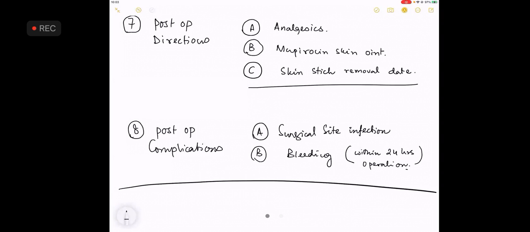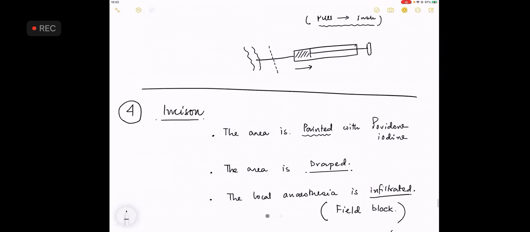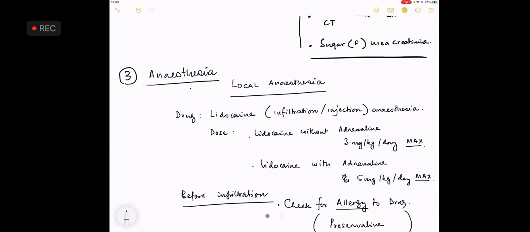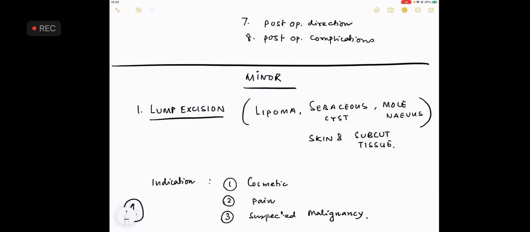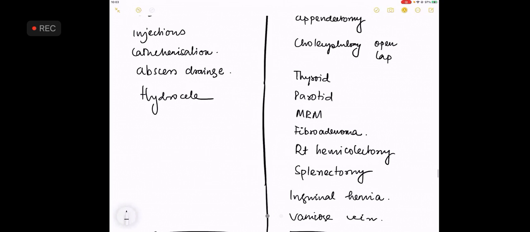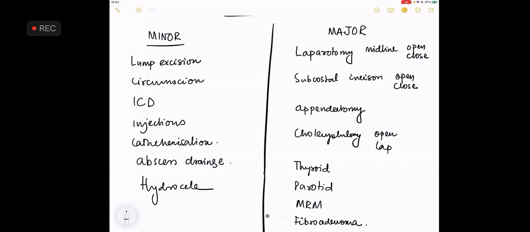So this thing that you have written is about any lipoma, sebaceous cyst, keratoacanthoma, skin nodules, etc. This is a very common one to be asked, particularly if you have a short case with a lipoma or sebaceous cyst. Even if you have given this as a long case, you are asked this one. That is the reason I kept it as number one, because it is that important. So let us talk about the next one, circumcision.